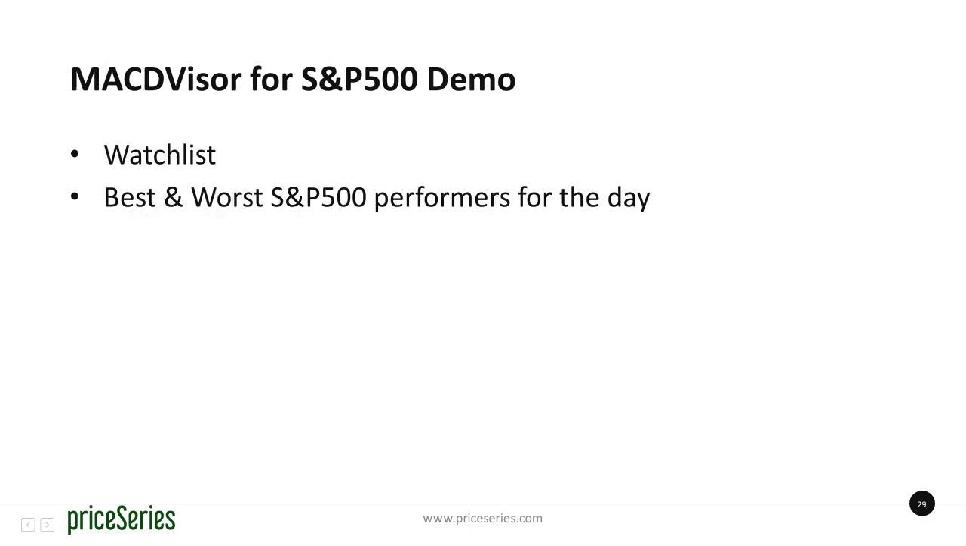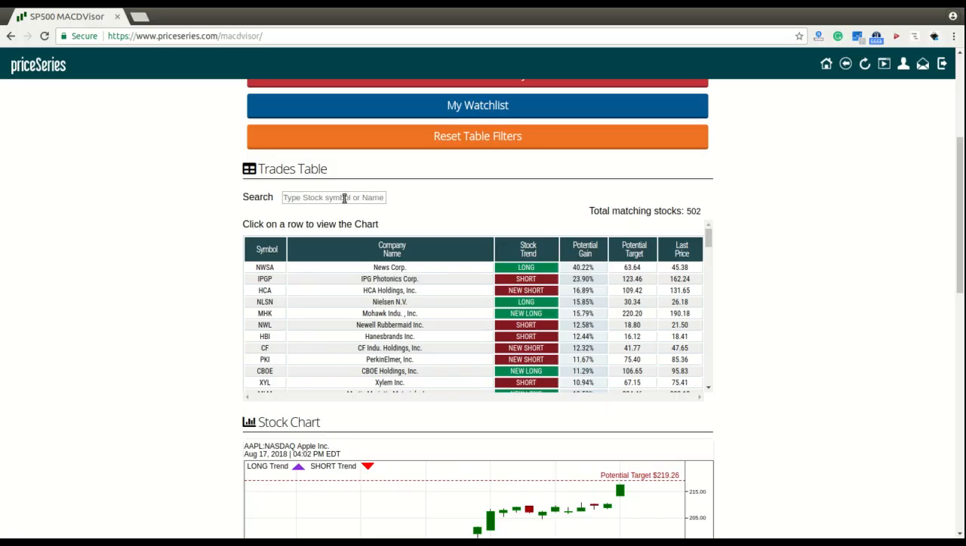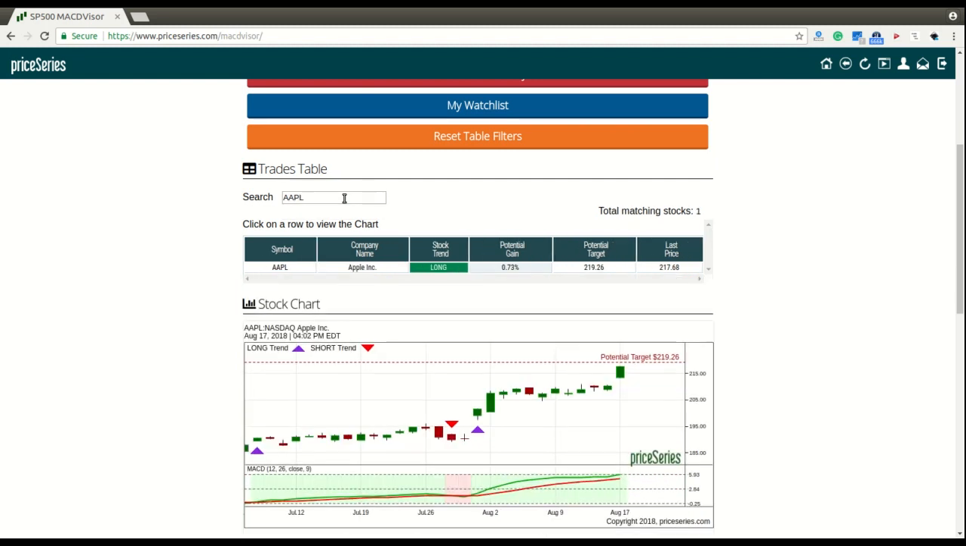Let's explore two additional features of MACDVisor: Watchlist and the list of daily best and worst S&P 500 performers. A watch list is a list of stocks, created by you to monitor the stocks of interest. You can add up to 50 symbols in the watch list and the stocks can be added or deleted any time. Your watch list is shared between different price series products. I have a clear watch list at this point. I am going to add 3 symbols of Google, Apple, and AMD.